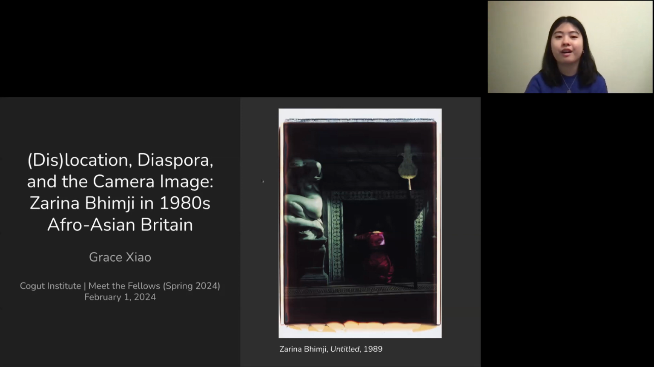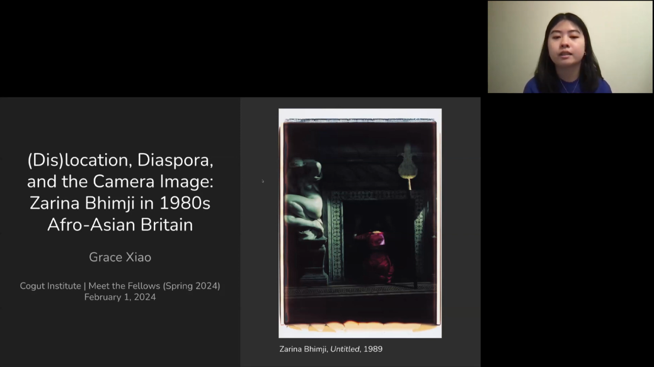My name is Grace Xiao. I use she, her pronouns, and I'm currently an undergraduate fellow with the Cogut Institute, concentrating in the history of art and architecture. This evening, I'll be presenting a brief overview of my senior honors thesis, tentatively titled Dislocation, Diaspora, and the Camera Image, Zarina Bimji in 1980s Afro-Asian Britain.